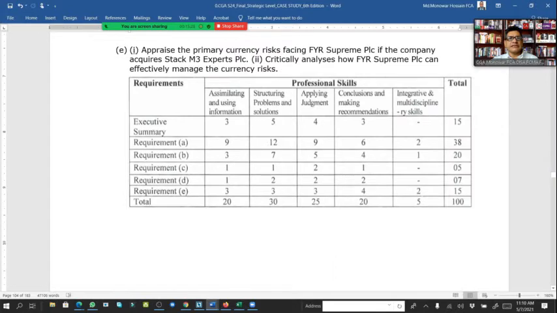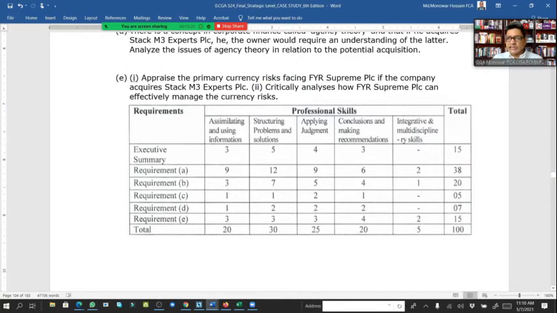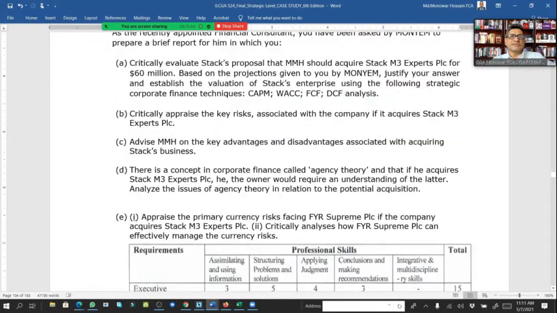This way you can see that type of chart in the institute case study paper also. This is how they summarize. So what is the requirement and how are the marks distributed? Totally 100 marks. Here there are 5 requirements, including the executive summary. The executive summary is 15 marks, and the others can be segregated this way.